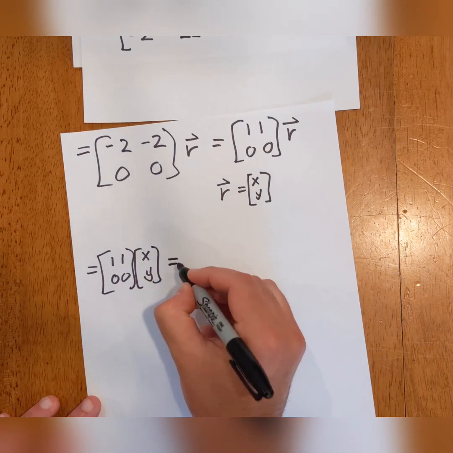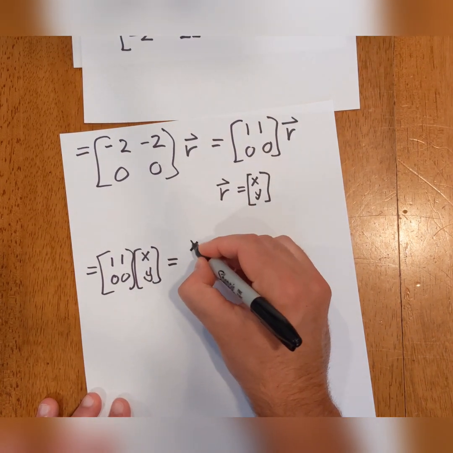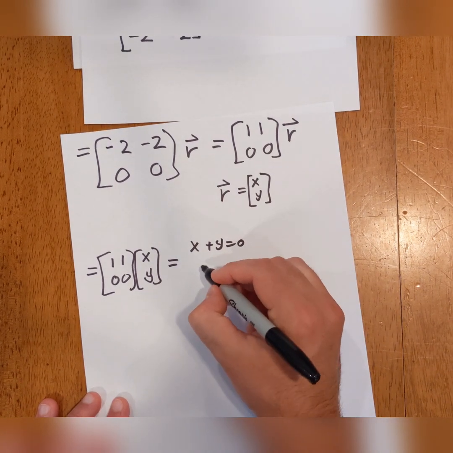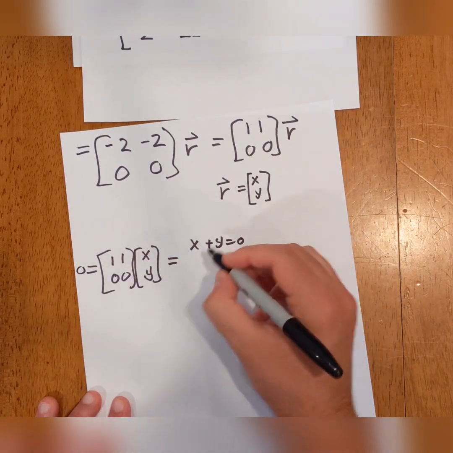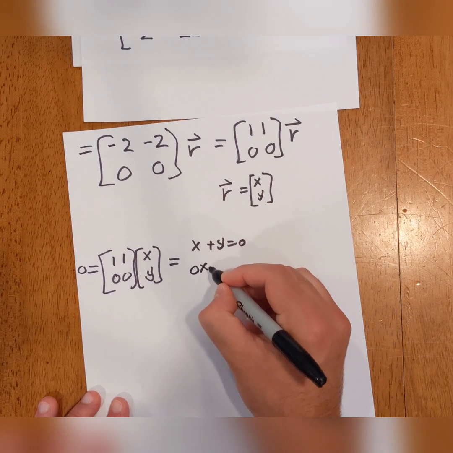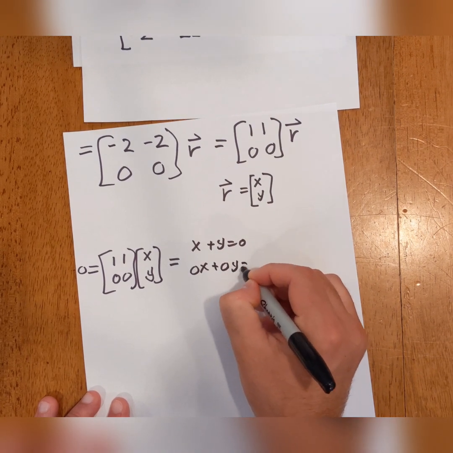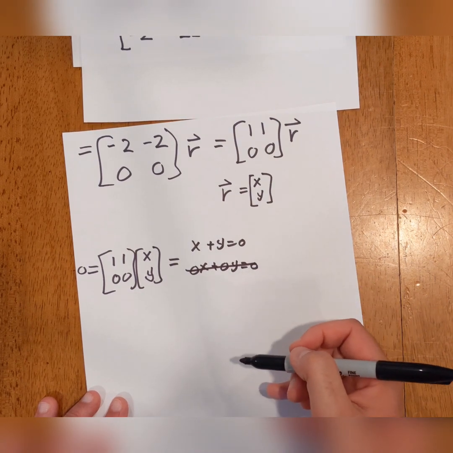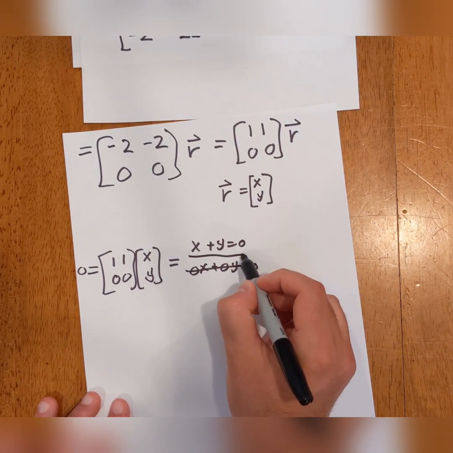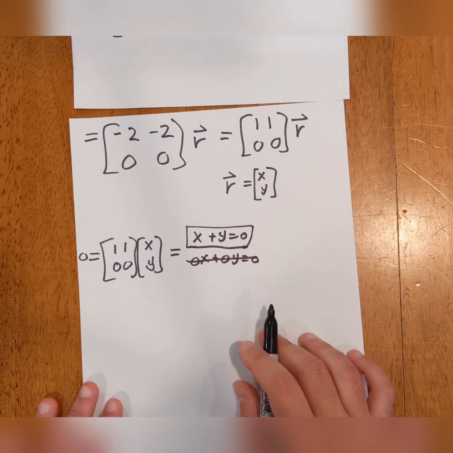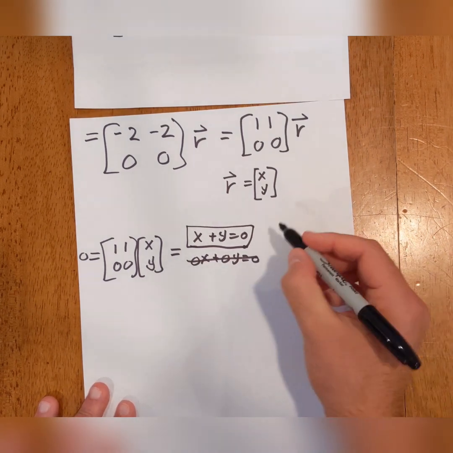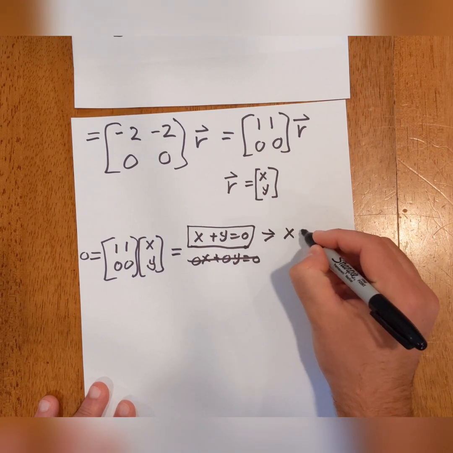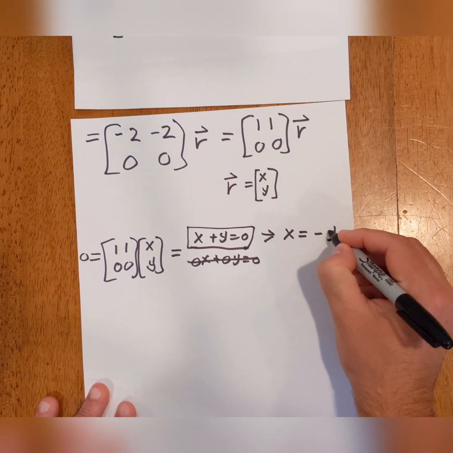And multiplying this out, we would get x plus y equals 0, and 0x plus 0y equals 0. Now we could ignore this bottom one, because that's 0 equals 0, which is true. What we really want is this top equation here, because that's going to give us our relationship between x and y. So, with that, we could say x is equal to negative y.